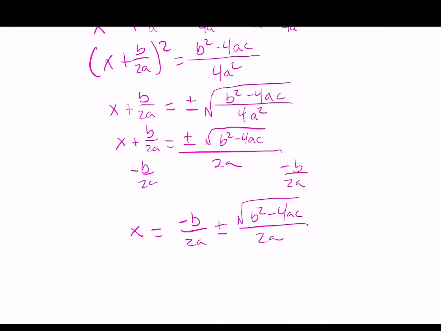So we have a common denominator there, so x is equal to negative b plus or minus the square root of b squared minus 4ac all over 2a. So that is the solution for any quadratic. That is the quadratic formula. Negative b plus or minus the square root of b squared minus 4ac all over 2a. Now that's how you derive the formula. You probably will never need to derive the formula, but that's how you do it.